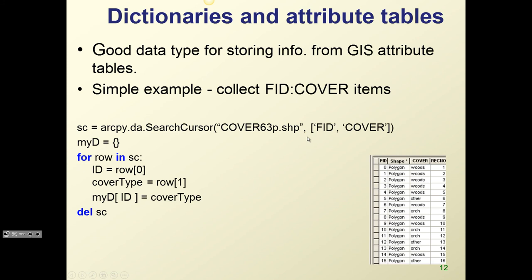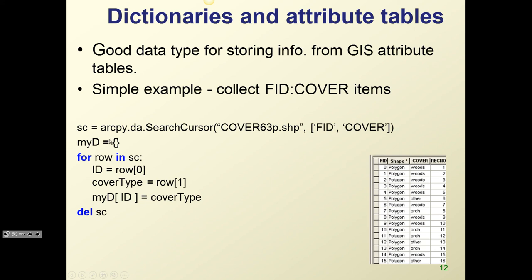Dictionaries are good for storing information from GIS attribute tables. Remember last time we talked about search cursors. The first required argument or parameter for a cursor is the data, the table or shapefile that you want to refer to. If it's a shapefile, you use the .shp extension. This is assuming we've set our workspace already, so it knows where. The second argument is a list of what? Field names. A list of the field names for the fields that you want to get with your cursor.